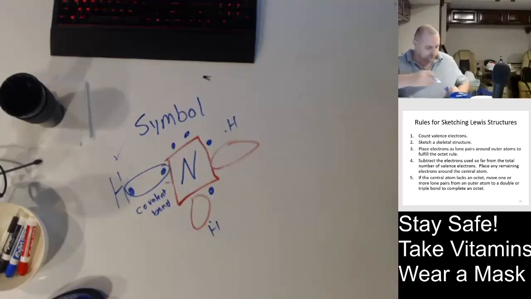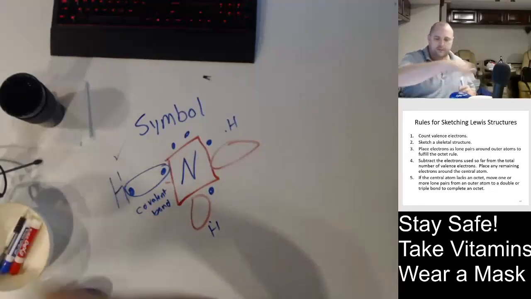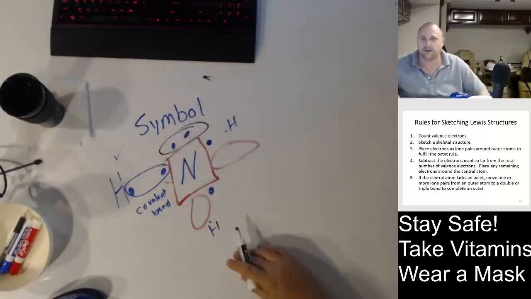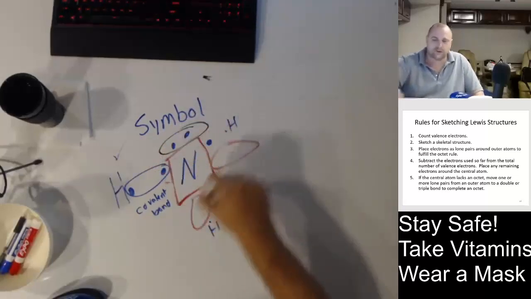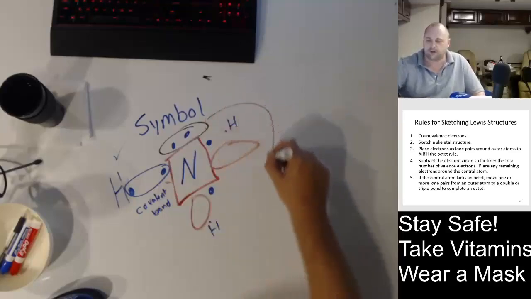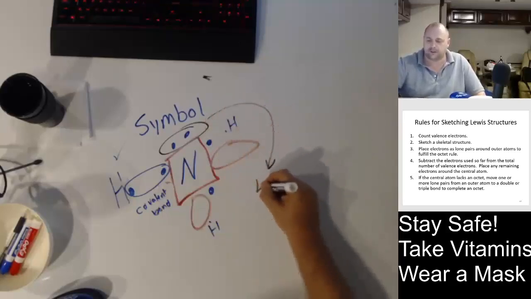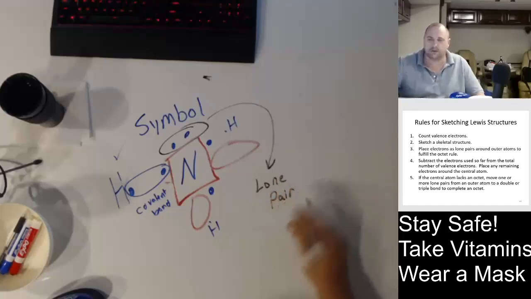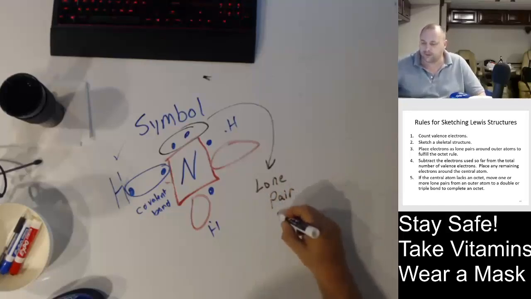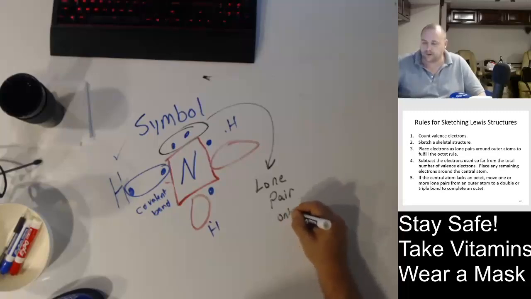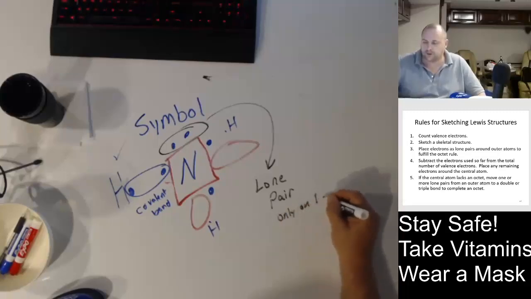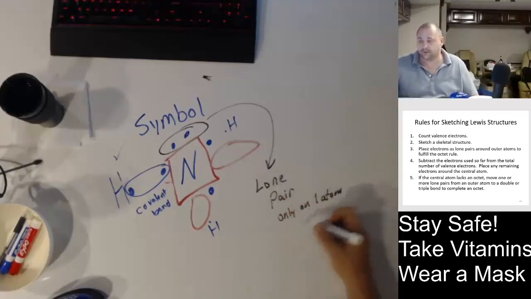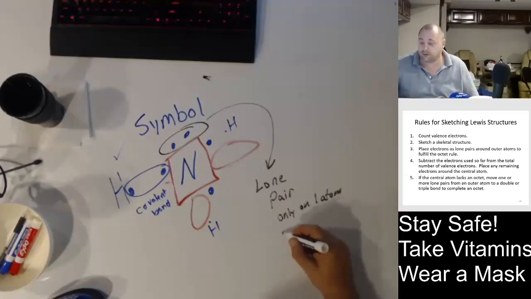You'll notice, oh, wish I had different. Let's use this black one here. This pair, I didn't talk about. It wasn't involved in bonding. That pair is called a lone pair. And this lone pair is found only on one atom. That's why it's alone, all right? So it's not involved in bonding.